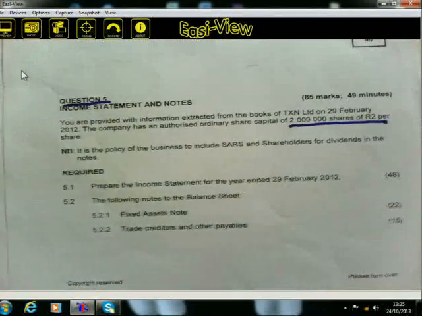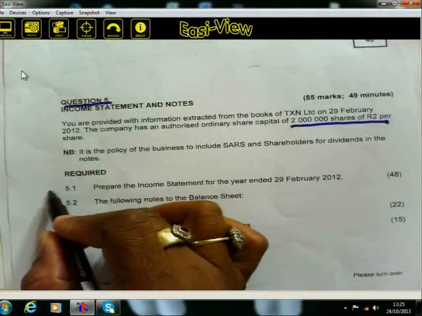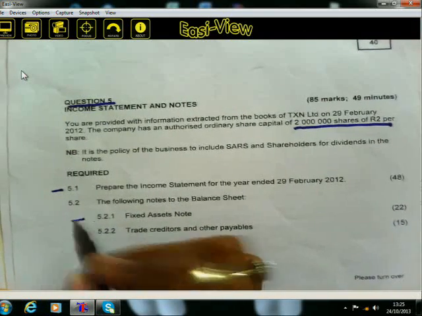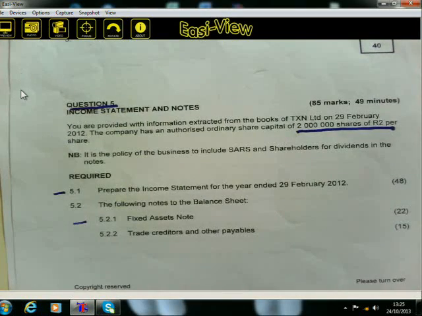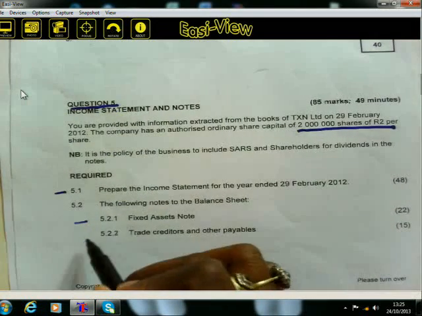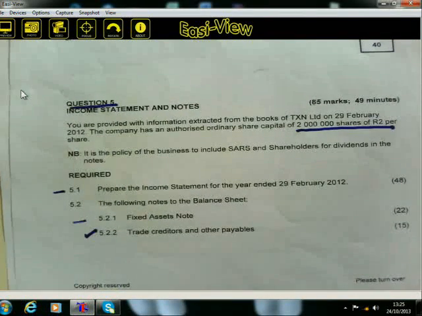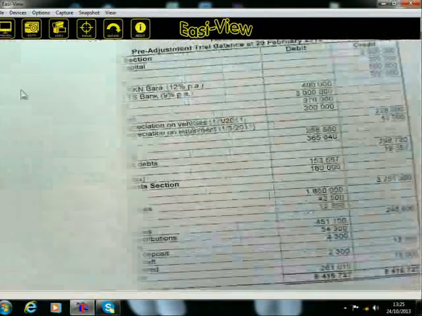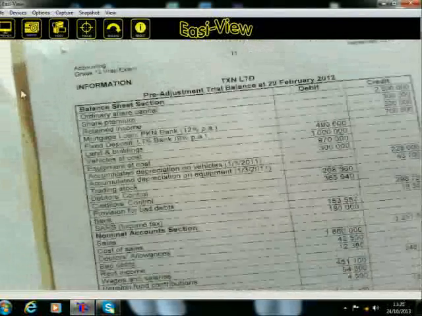Prepare the income statement for the year. We are not going to prepare the income statement. The following notes to the balance sheet: we are not going to prepare the fixed asset note because my main focus today is to prepare the trade creditors and other payables. So with the trade creditors and other payables, we need to know any additional information.